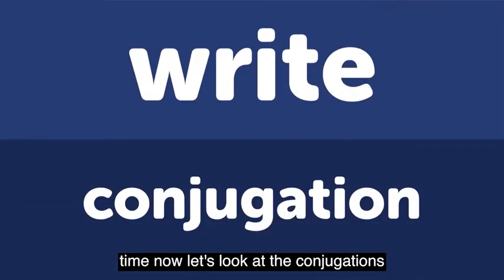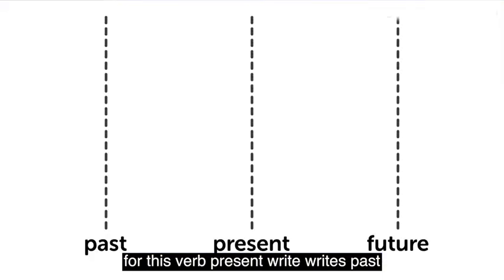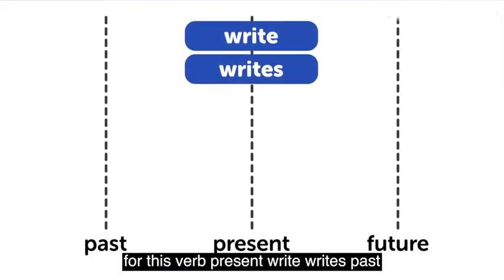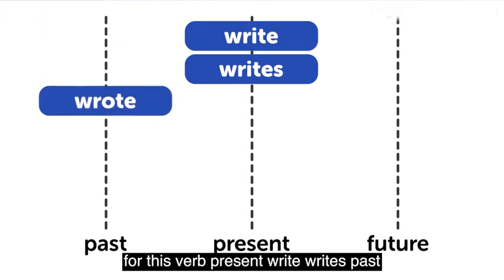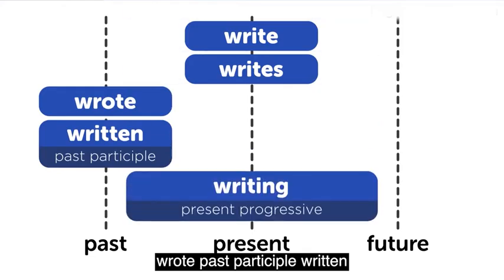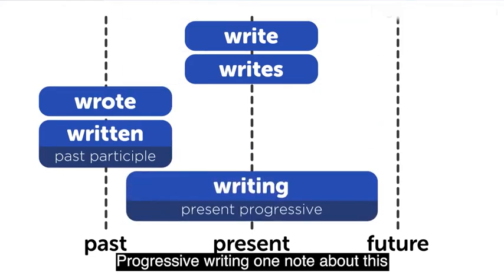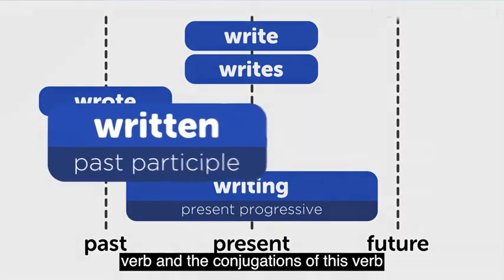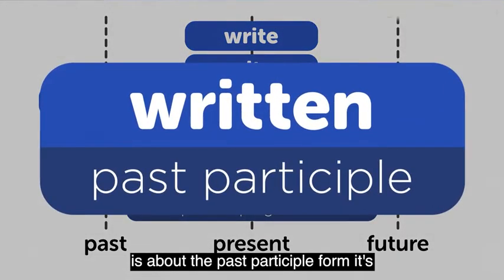Now let's look at the conjugations for this verb. Present, write, writes. Past, wrote. Past participle, written. Progressive, writing. One note about the conjugations of this verb is about the past participle form. It's spelled W-R-I-T-T-E-N, but in pronunciation we tend to say "written."